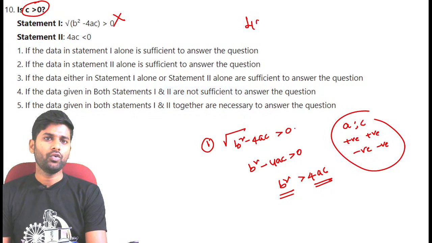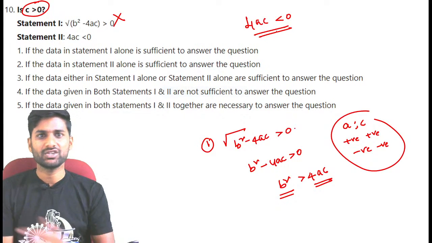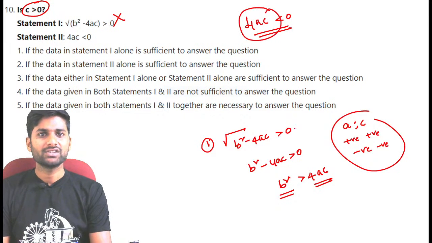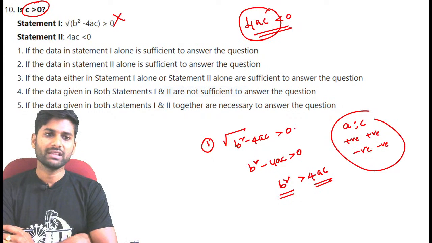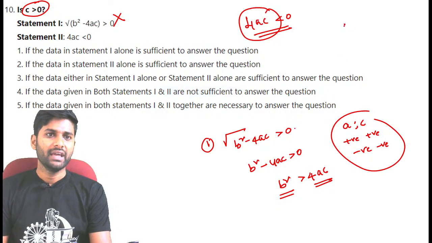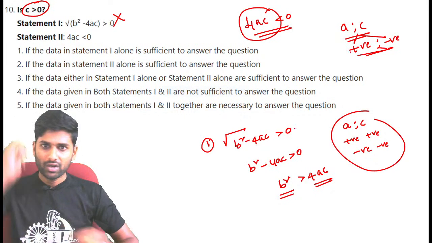Next one. 4ac is less than 0. If 4ac is less than 0, definitely I can say that we want ac to be negative, guys. See, what are the chances of ac being negative? Definitely one is positive and the other is negative. But still we don't know whether a is positive or c is positive. Now what is your observation?